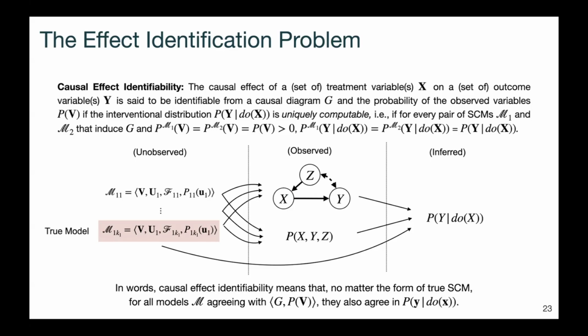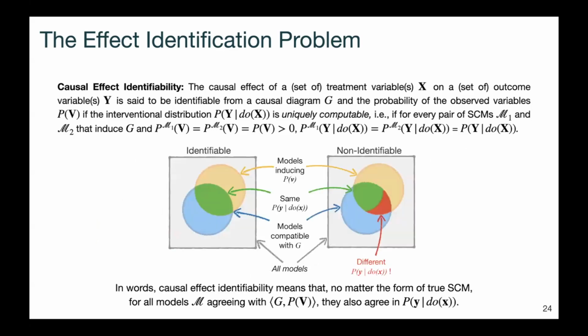Another way to illustrate this is like this diagram. In yellow here, you have all the models inducing the same probability distribution. In blue, you have all the models that are inducing a causal diagram. And as long as all models in this intersection have the same interventional probability of Y given do X, then you have a case that's identifiable.